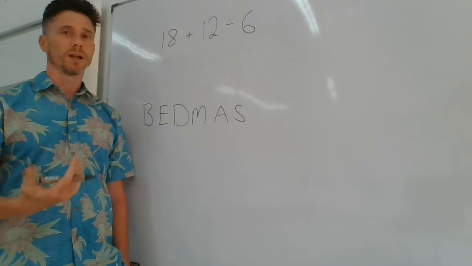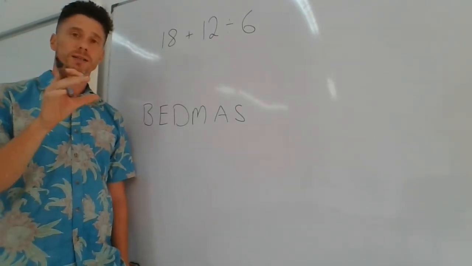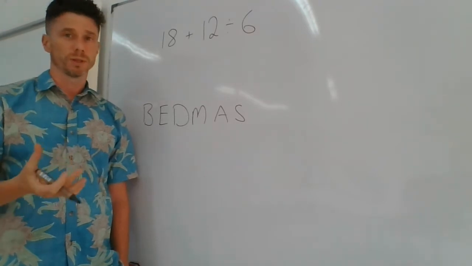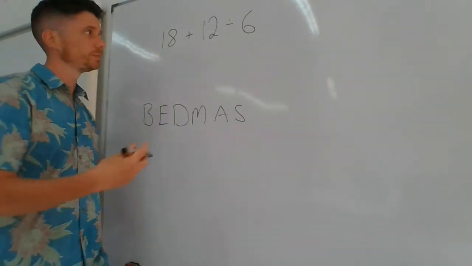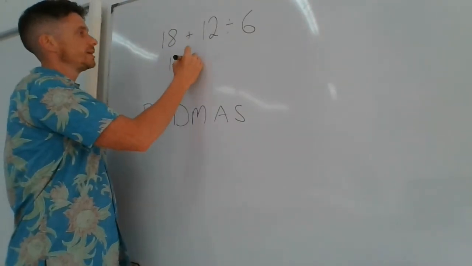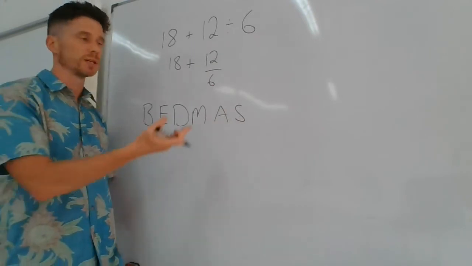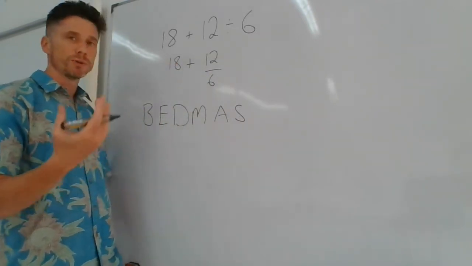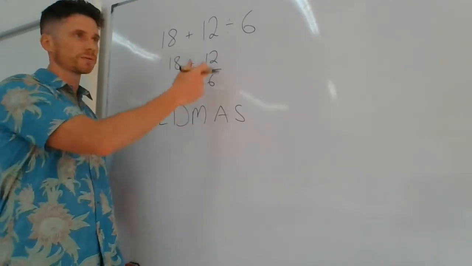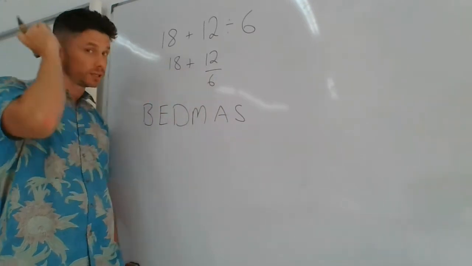Now, what's it all about? Well, we do division and multiplication before adding and subtraction. Why do we do that? Well, one of the reasons, and the main reason, is this is actually a fraction. So this is 18 plus 12 divided by 6. Now 12 divided by 6 can be written as a fraction like this, 12 over 6. Now what would you do first here? Well, you know that's a fraction. You know that these are combined. These must be dealt with first before you add 18.